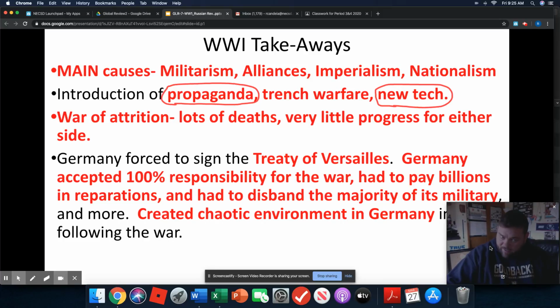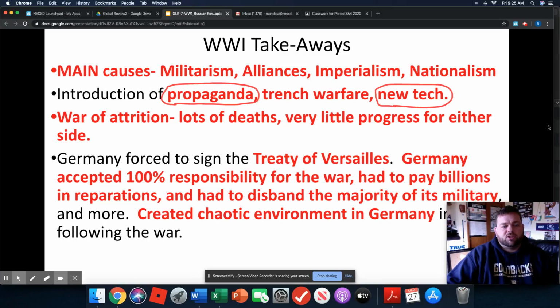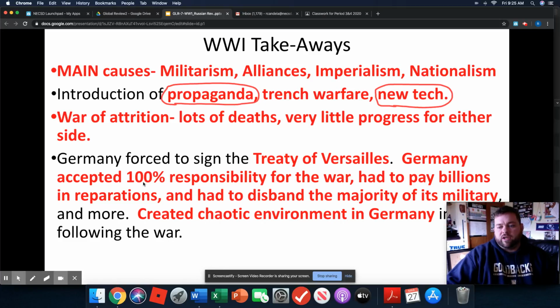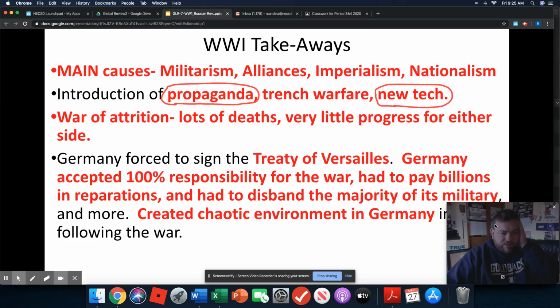Ending wise, we need to know about the Treaty of Versailles. It's one of the focal points of this course, especially in the latter stages. It ends World War One, and it also contributes greatly to the beginning of World War Two. So super harsh penalties for Germany. They signed the war guilt clause, where they accept 100% responsibility for the war, pay billions in reparations, and had to basically dismantle their entire military.